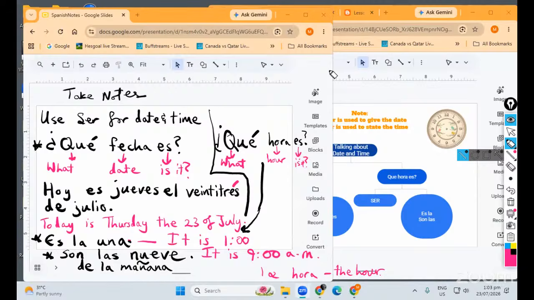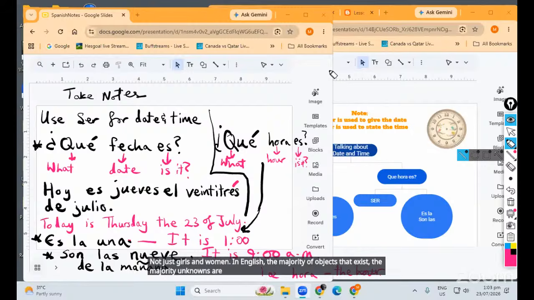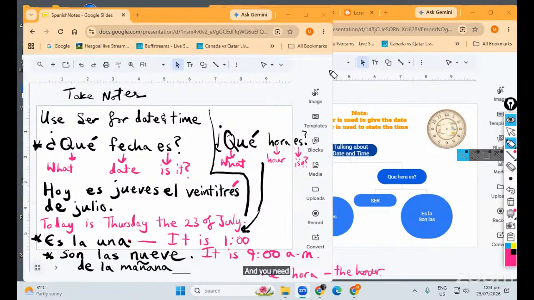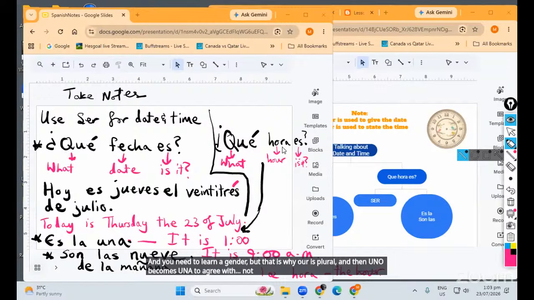All nouns in Spanish have a gender, not just girls and women. In English, the majority of objects that exist, the majority of nouns are neuter, they have no gender. Table has no gender, computer has no gender. But in French and Spanish, everything has a gender. And you need to learn the gender, but that is why hora is feminine and uno becomes una to agree with that feminine noun.